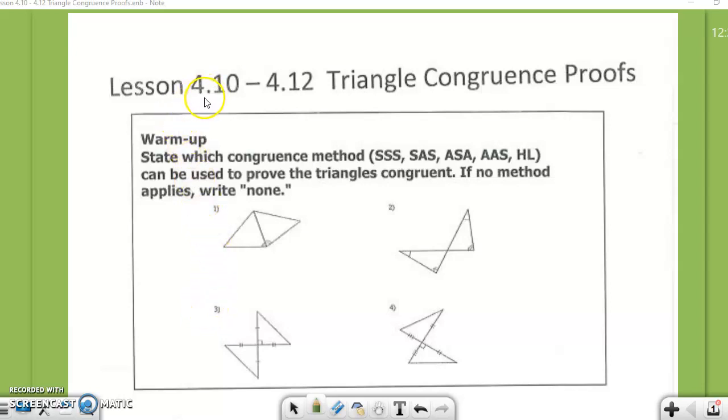Hi kids, welcome to lesson 4.10 through 4.12, triangle congruence proof. So we're going to be proving triangles congruent using our two-column proof method.